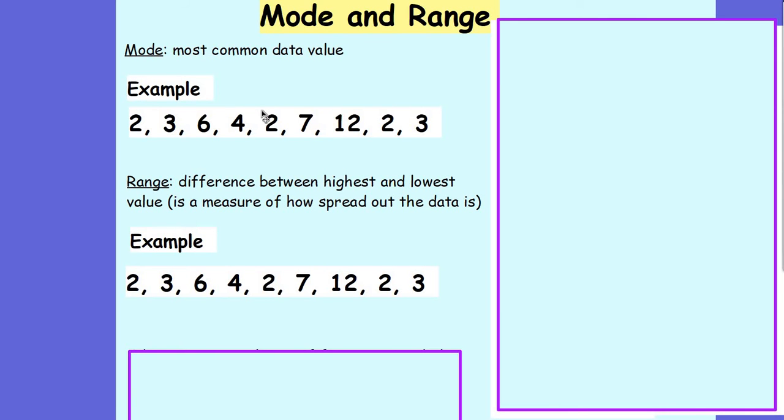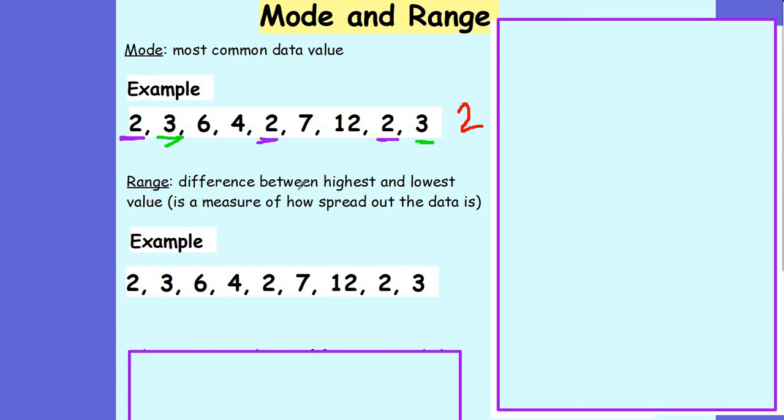Next up we looked at mode and range. Now we said that mode was the most common data value. You're welcome to add these to your dark blue notes as we go through in your dark blue book. However, you may already have notes on these already. So the mode is the most common data value. If I look at my list of numbers, I can see that there's 1, 2, 3 2s in there, and that's the most common because there's only 2 3s and all the others there's only one of them. So the mode of that set of numbers is going to be 2.